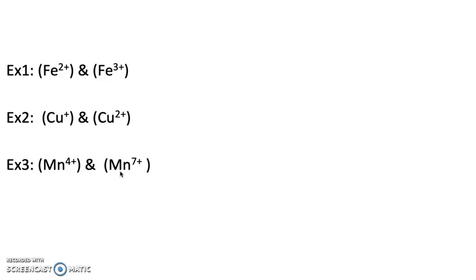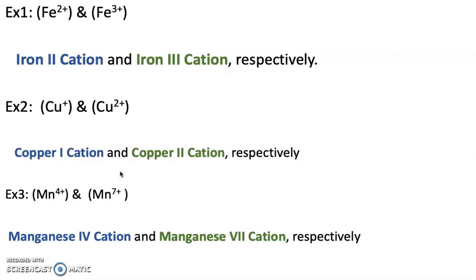So iron has the ability to form 2 different charges, just like copper and manganese. The first one in parentheses, Fe2+, is the loss of 2 electrons. Fe3+ is the loss of 3 electrons. So we name that accordingly: it's iron(II) cation for 2+ and iron(III) cation for 3+.